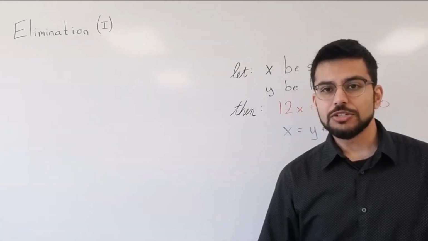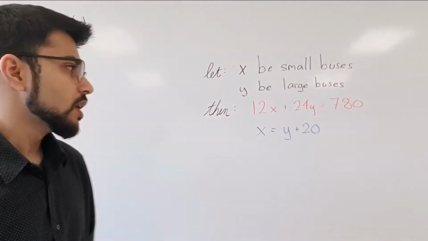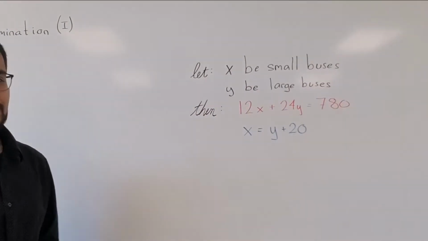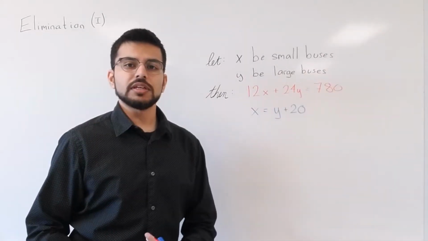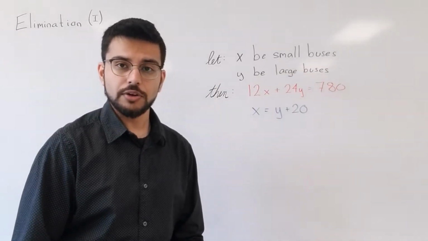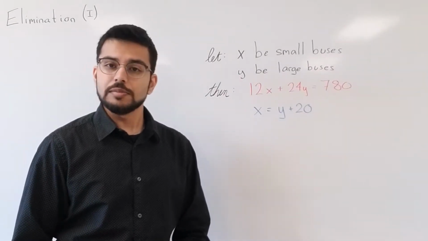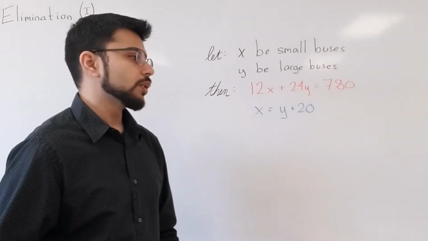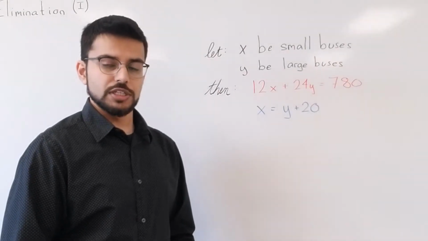All right, applied recalc. Just like with the other parts, we're starting with the exact same information that we had before. So I know that 12x plus 24y equals 780, and I know that x equals y plus 20. We're gonna look at a different method, not substitution and not graphing, to get to the exact same solution. And this is called elimination. We're gonna try to get rid of one of our variables by adding or subtracting both equations together.